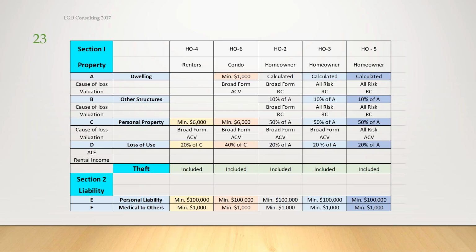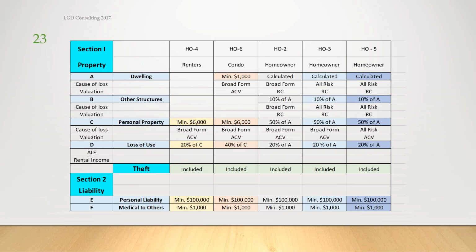Okay. In HO6, we're going to step it up because as an HO6, think of a renters, but now we actually have some structures coverage for the dwelling. Because if you bought a condo, right, you own the kitchen cabinets, the fixtures, and the bathtub, and so you need some coverage for that.